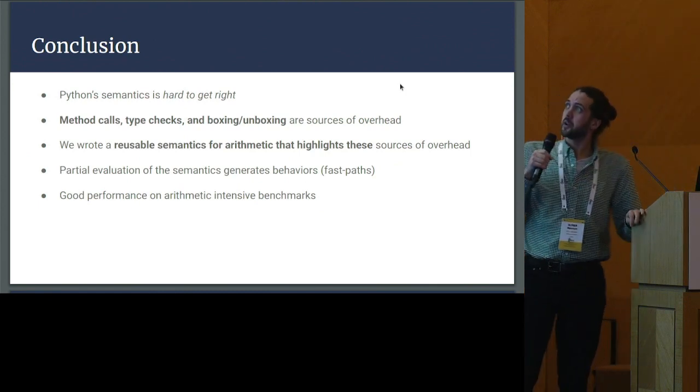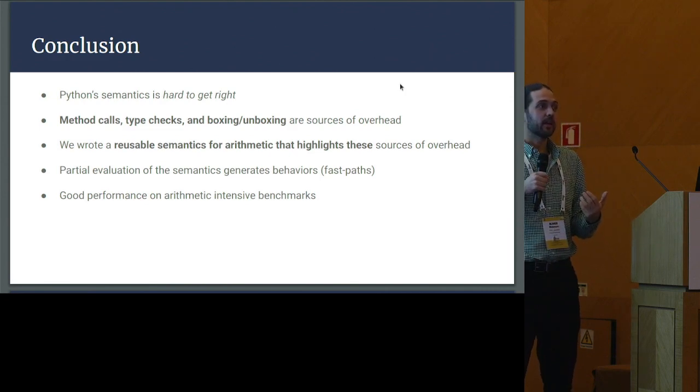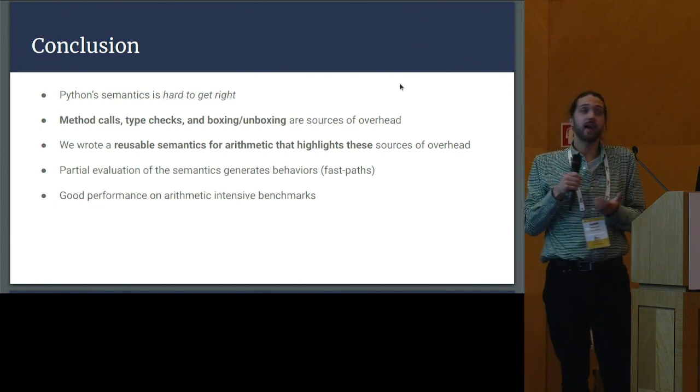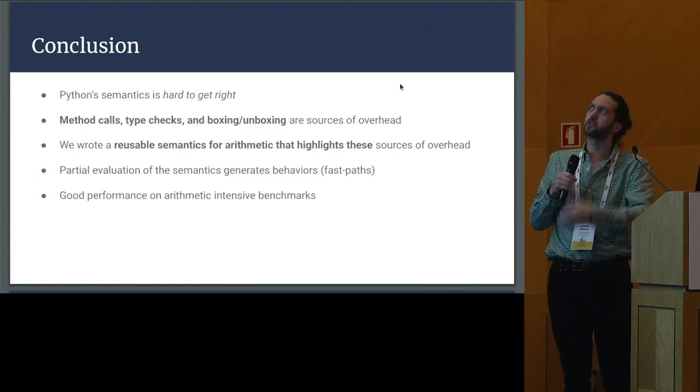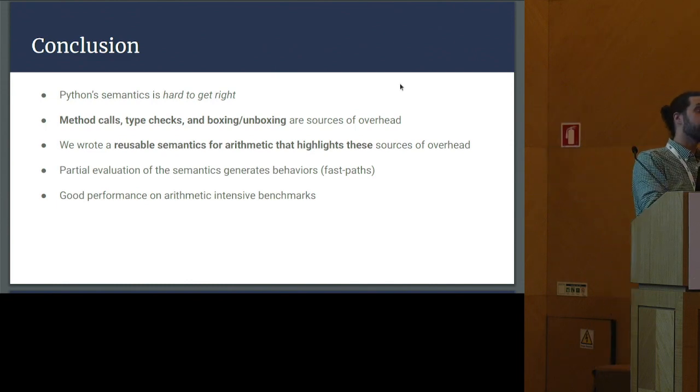So I want to conclude quickly now that where we came from is that we found out that Python semantics is just really hard to get right when you write compilers, and it also has those redundant operations such as method calls and boxing and unboxing. So we wrote that semantics so that it is not only reusable across compilers, but it also highlights these operations which are redundant. And through partial evaluation, we can generate those behaviors, those fast paths for an operation for some given type. And as I've shown in the last slide, it gives us a fairly good performance on arithmetic operations.